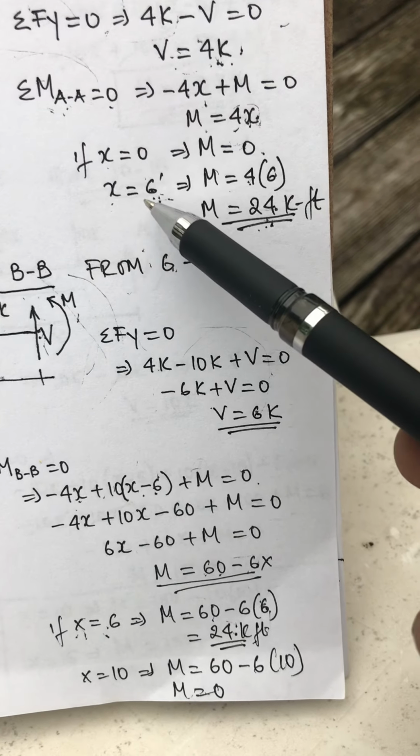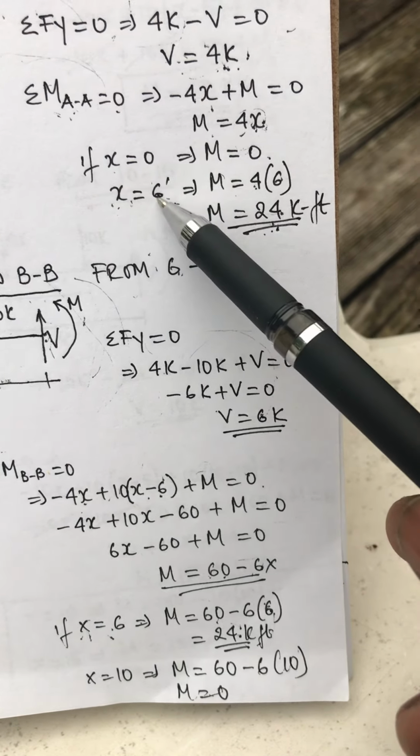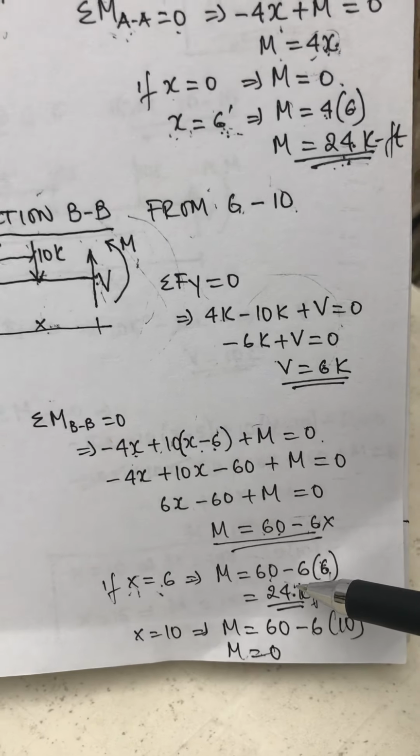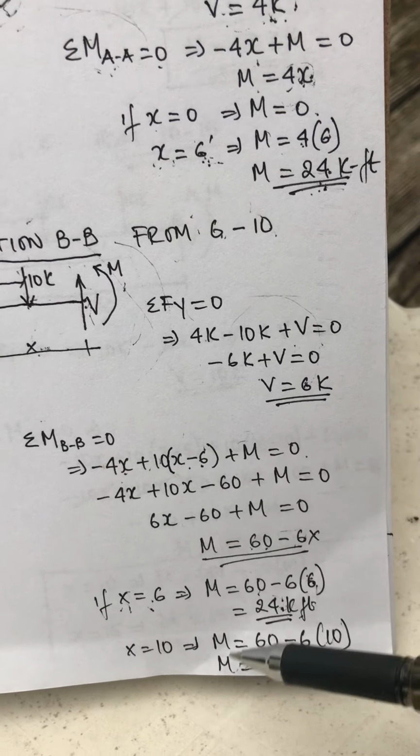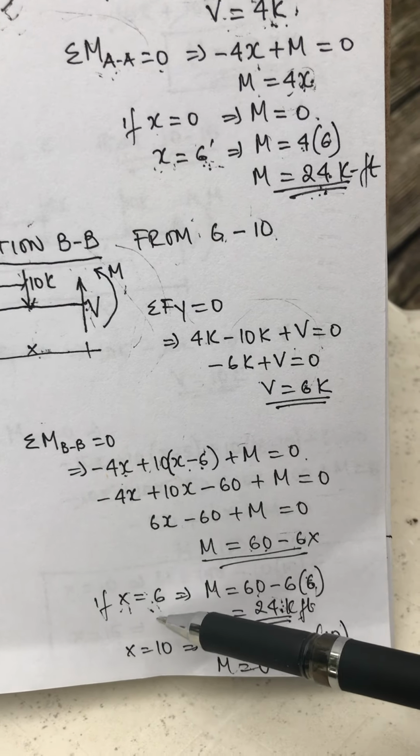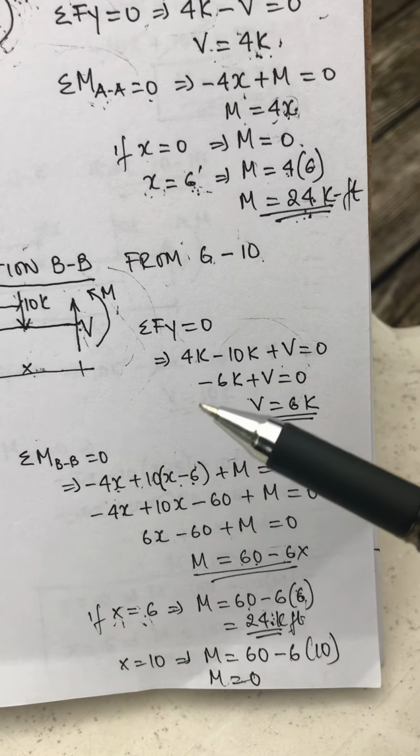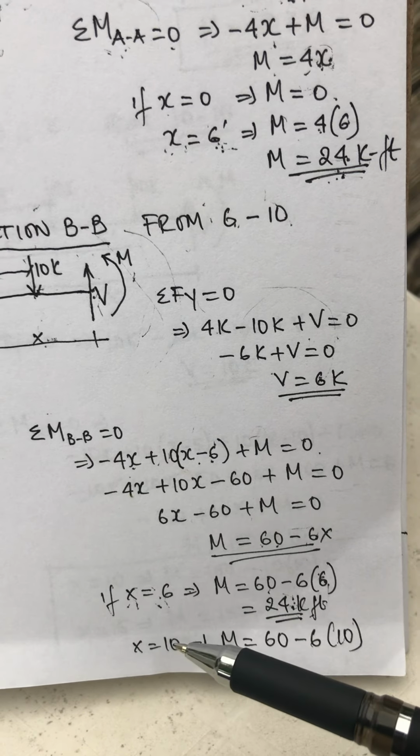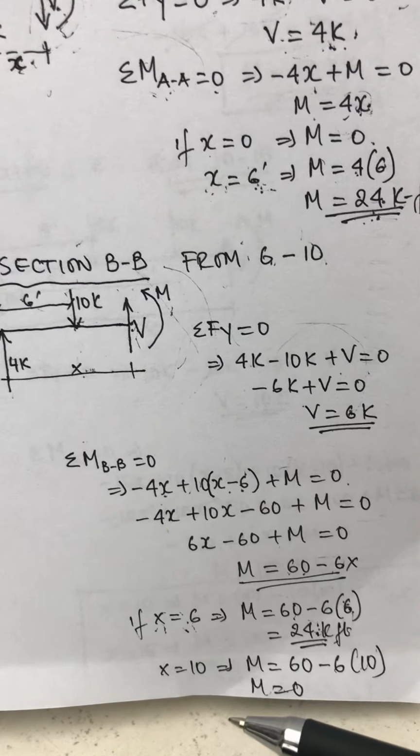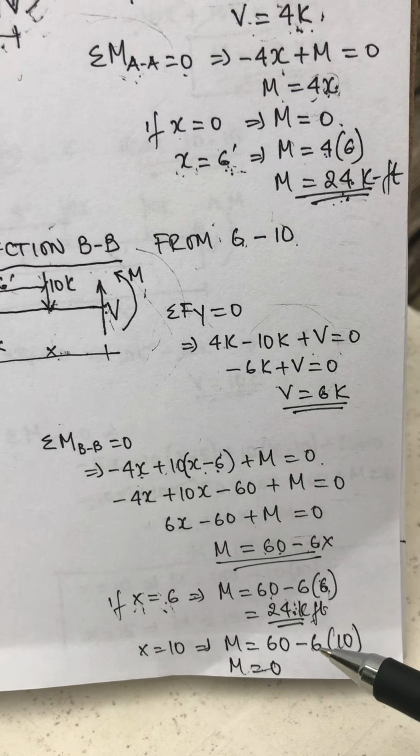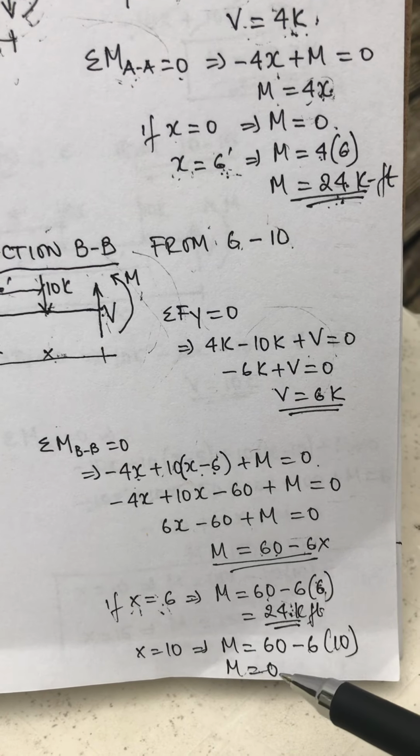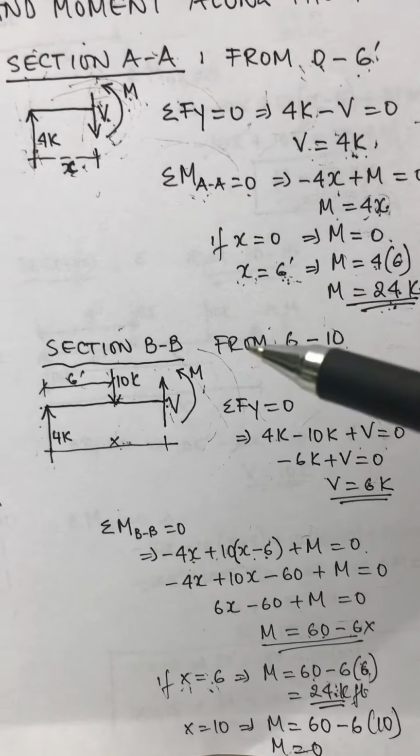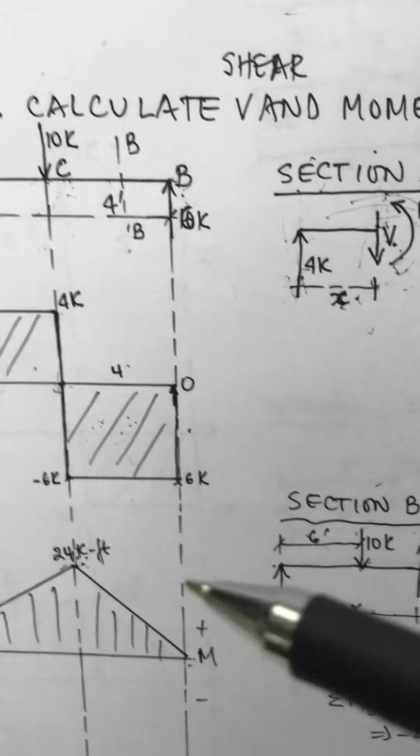And in section AA, we had x equals 6, M is 24. So if you don't have the same number at the same x equals 6, it means that you made a mistake somewhere. You need to start again. So now, if x equals 10, you have M equals 60 minus 6 times 10, and M is 0.